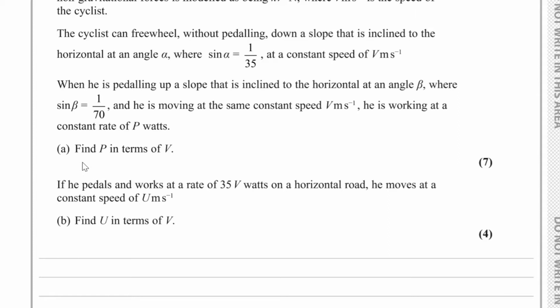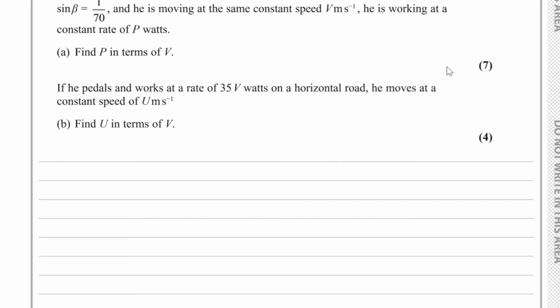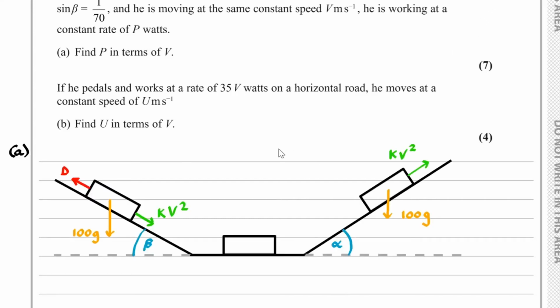For part A, we have to find p in terms of v. Now before we do anything else, I think it will be a good idea to draw a diagram to help picture what's going on. Here is our diagram. When he is going down the slope, he doesn't need to put any work in. The only thing helping him go down the slope is gravity. Opposing that is the resistance kV squared, at speed v equals v.